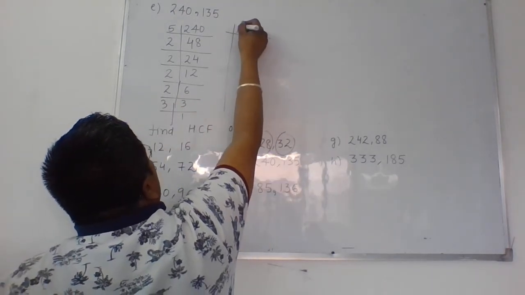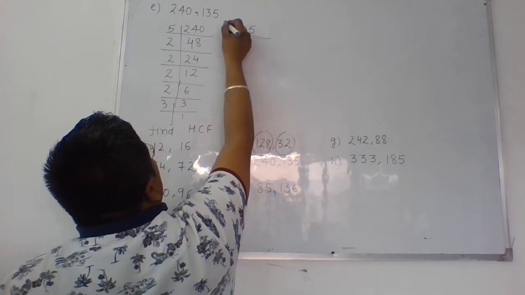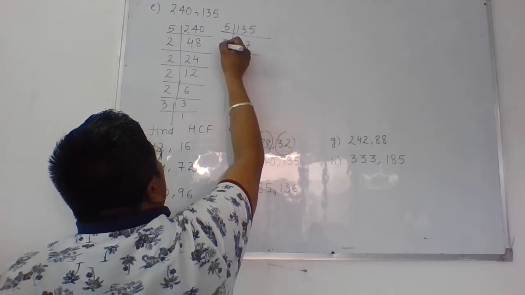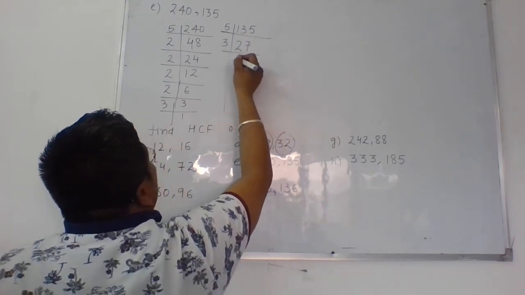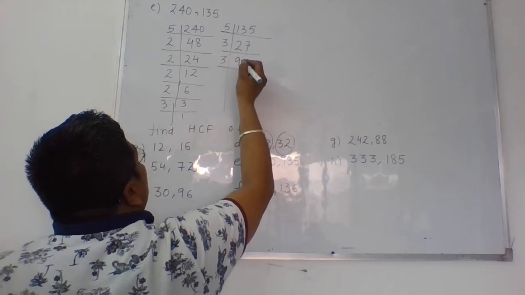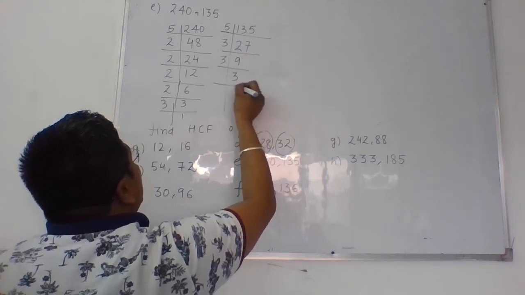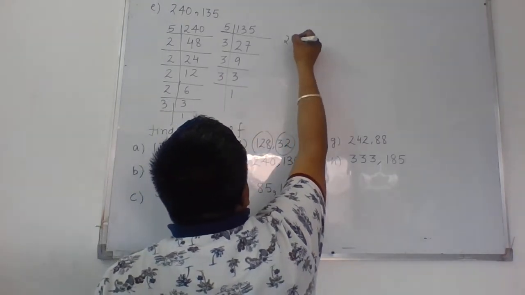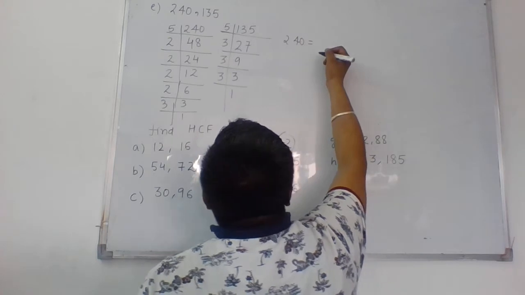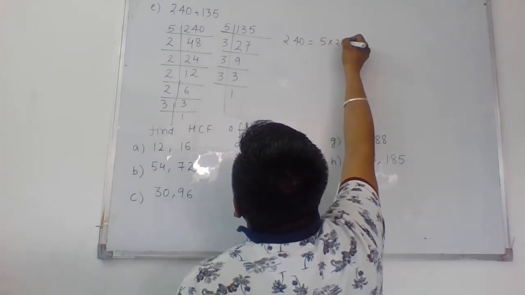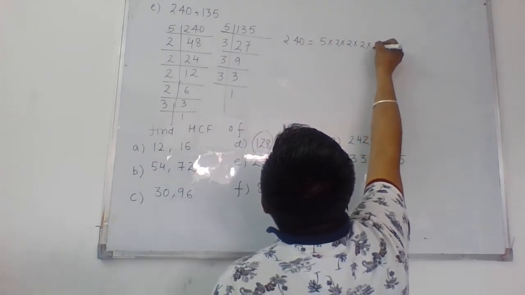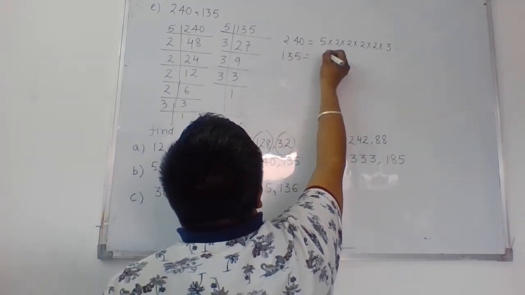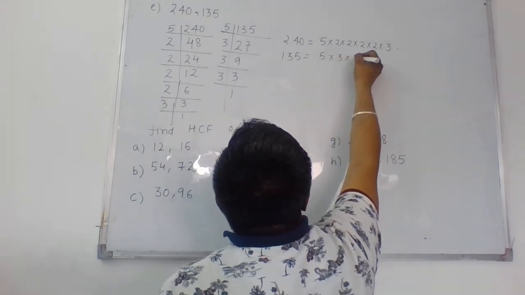And then doing the prime factorization of 135. So we have 27. Then dividing by 3, we have 9. Then dividing by 3, we have 3. And then again dividing by 3. So writing the prime factorization of 240 and 135, it is 5 multiplied by 3 into 3 into 3.